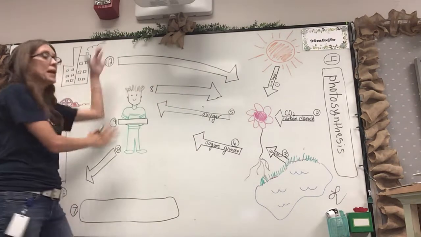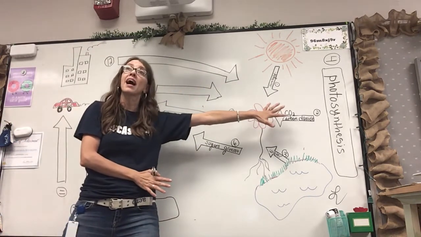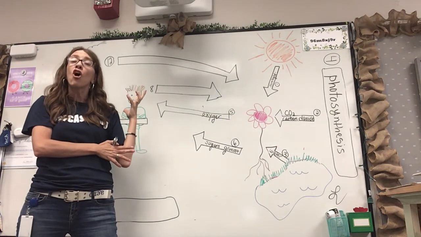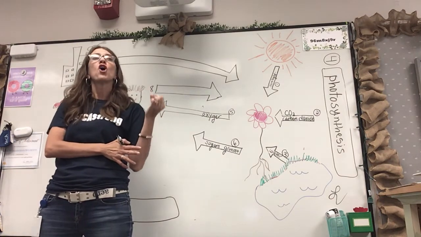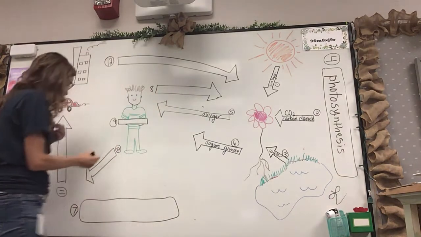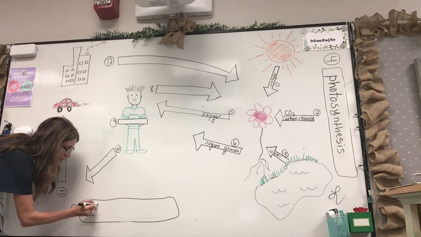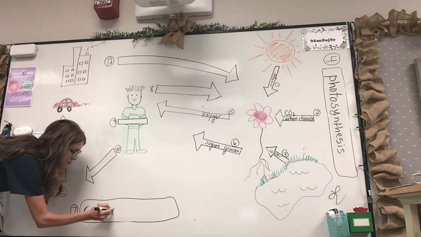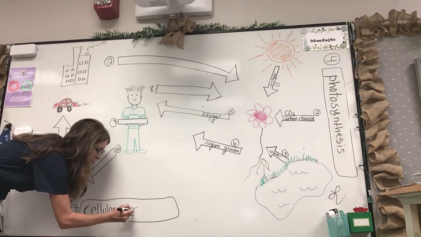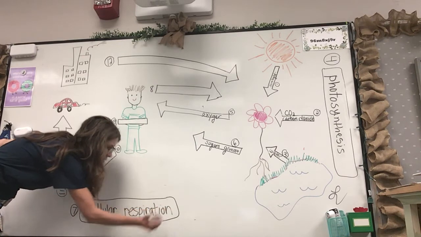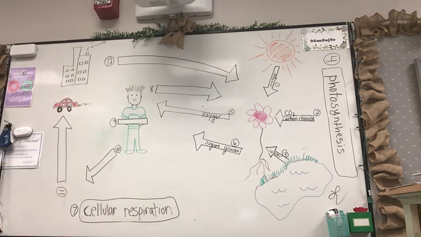Now we come to the people side. Remember, photosynthesis is the plant side. What is the human side of the carbon-oxygen cycle called? It's called cellular respiration. How do you spell that? Cellular. What's the root word of that? Cell. Cellular respiration. That's the human side, or the animal side also, of the carbon-oxygen cycle.